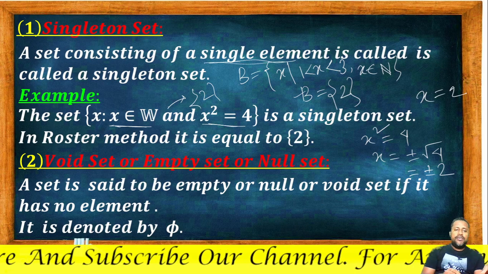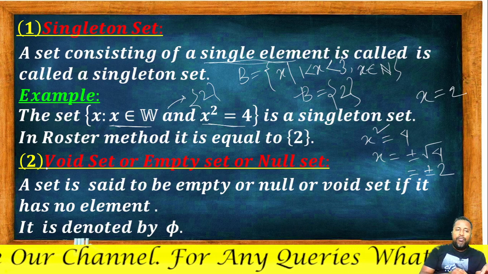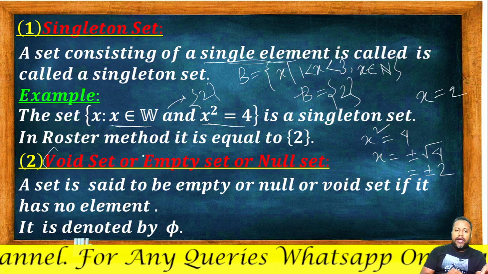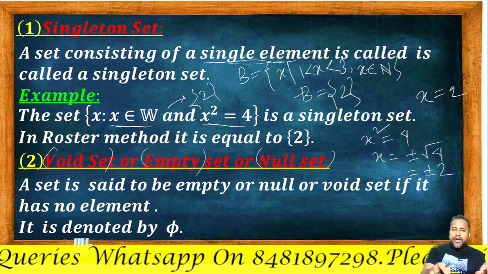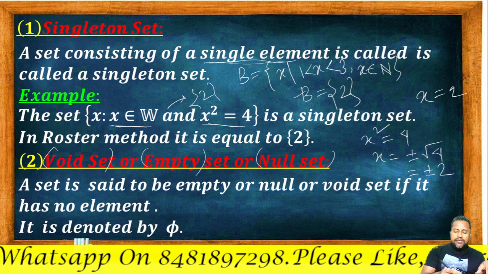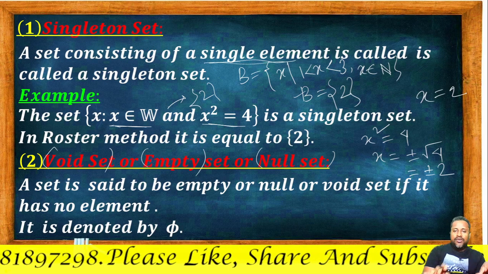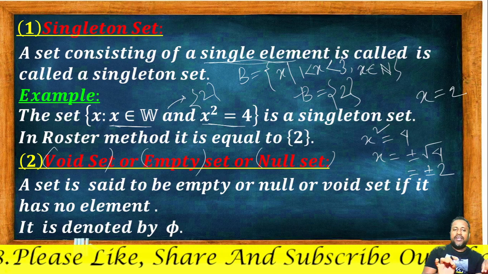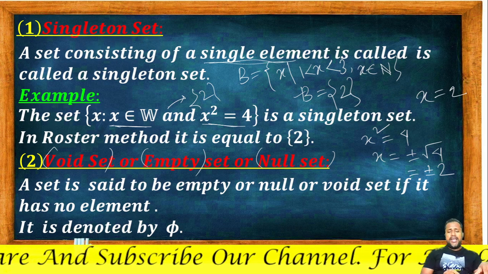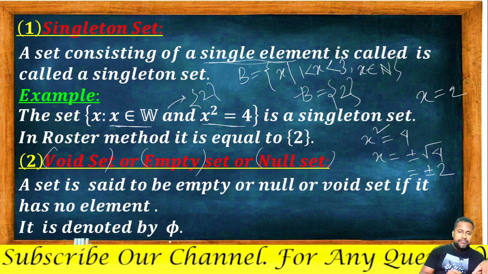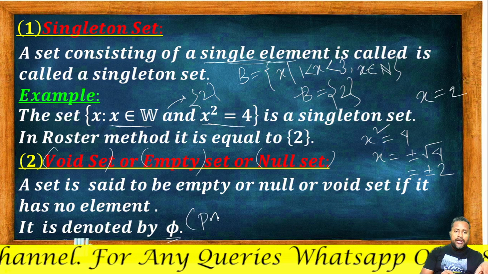Next one is void set or empty set or null set. What is a void set or empty set? A set is said to be empty or void if it has no element. It is denoted by the Greek alphabet phi.